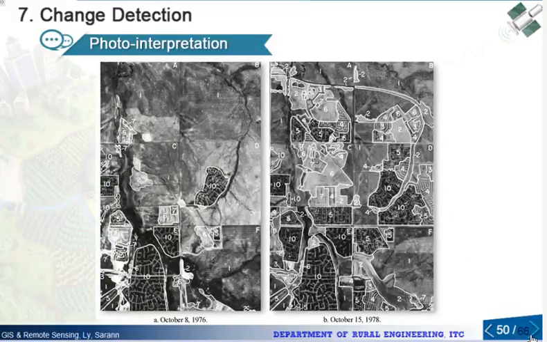Now we look at change detection. So you see here, in photo interpretation, we can analyze change detection. In these two photos, we have seen the land has changed, from October 8, 1976 for the image on the left-hand side, and on the right-hand side, the land has changed, and it was taken in 1978.